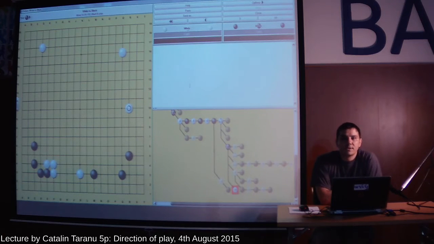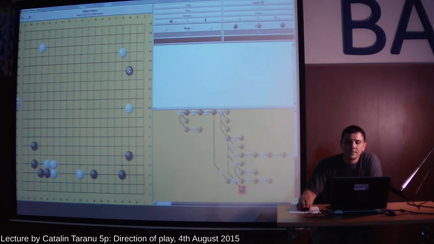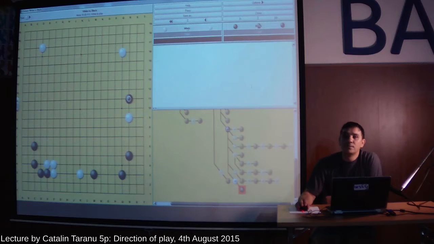When we extend like this towards the side, we have to also be careful about the continuations. I played here and not R9, for example, because white is making these A and B moves. For example, if black enters, then white needs some space to extend in order to fight. So if I extend it a little bit farther here, then when black invades, white doesn't have space to extend, so this can be dangerous.